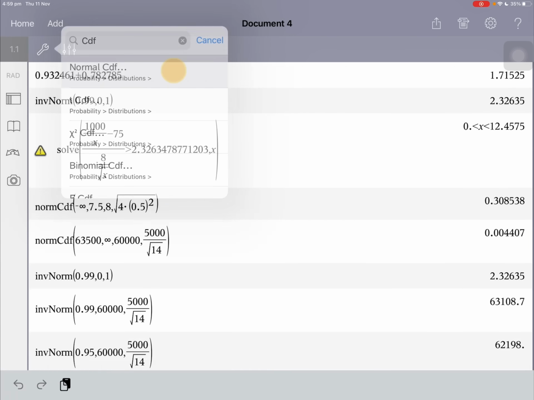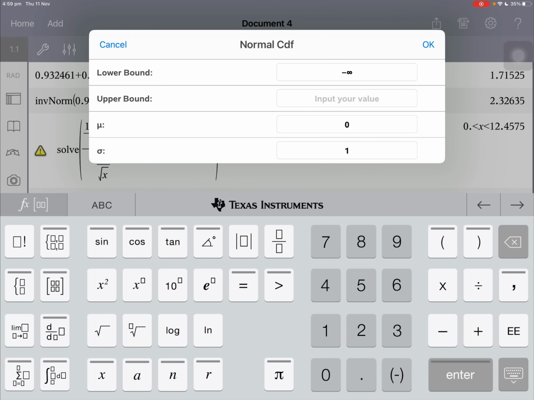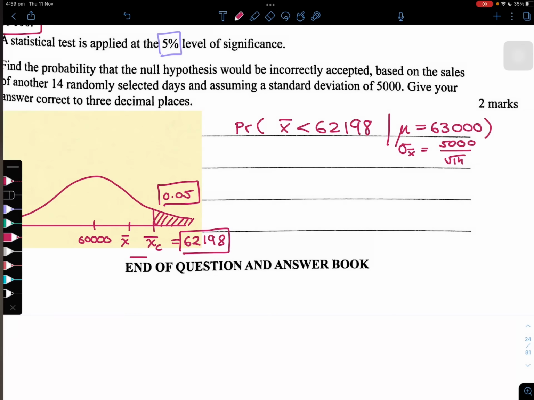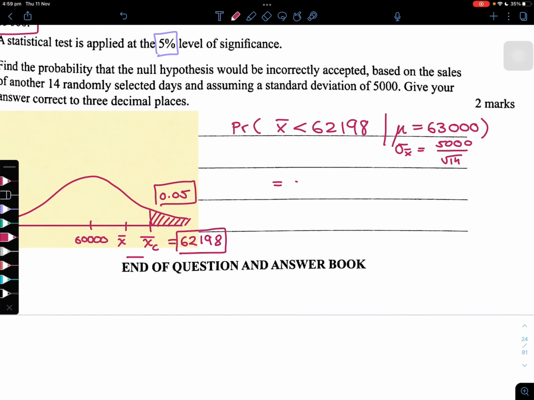So let's go to our probability, CDF, 62198. Our mu is 63,000, and our standard deviation is 5,000 on root 14. 0.274. That would be my answer.